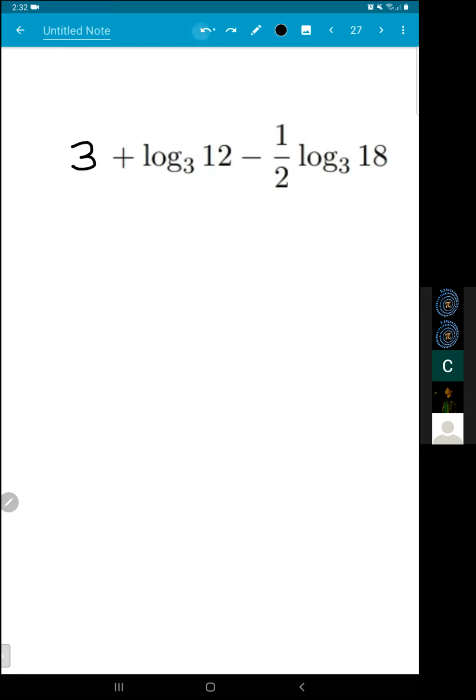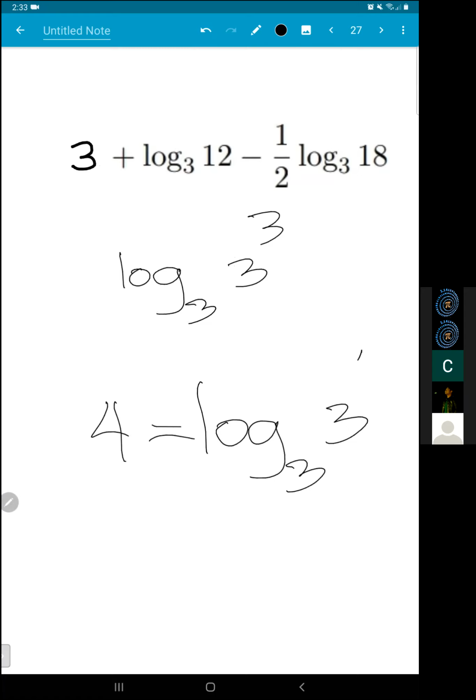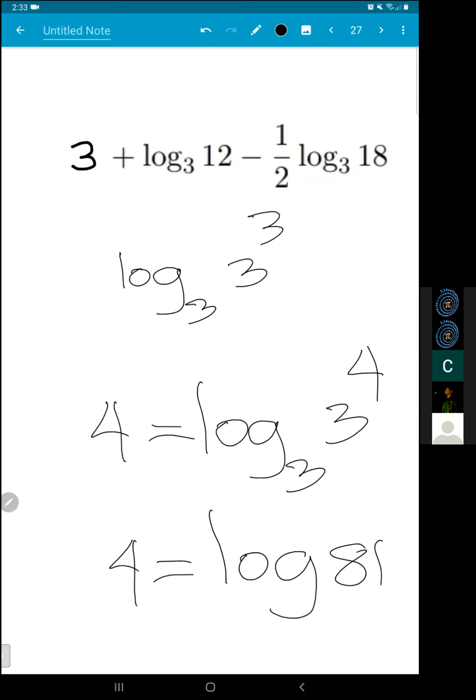And of course, the technique would be, okay, it's base 3. And you just have to put a 3 and then this one here. Right? 3 cubed is 27. So if it's 4, it's log 3 to the 4, logarithm of 81, base 3. You just think of a power of 3, which will give us that as a logarithm to base 3.